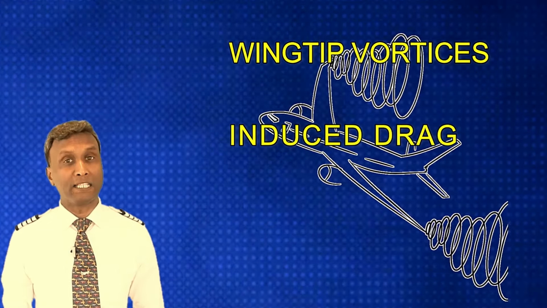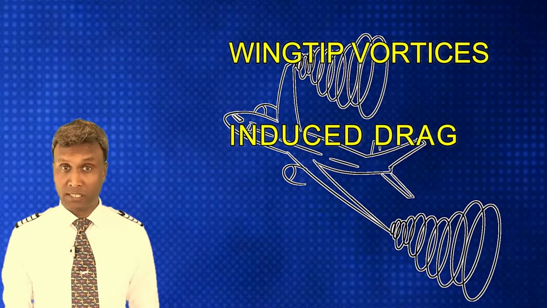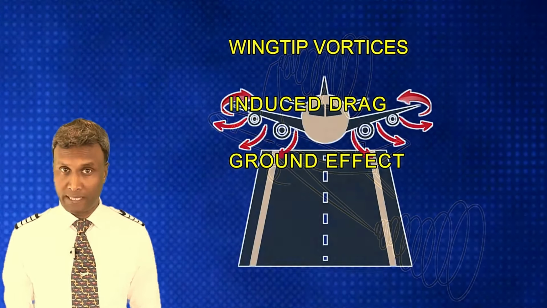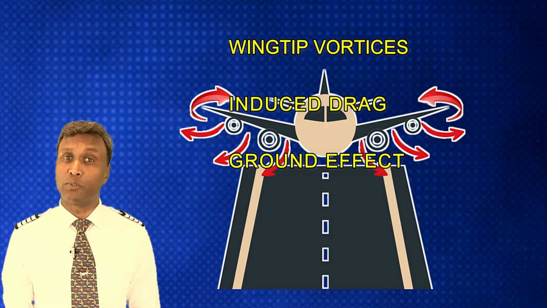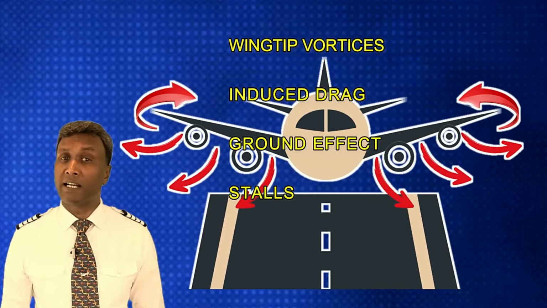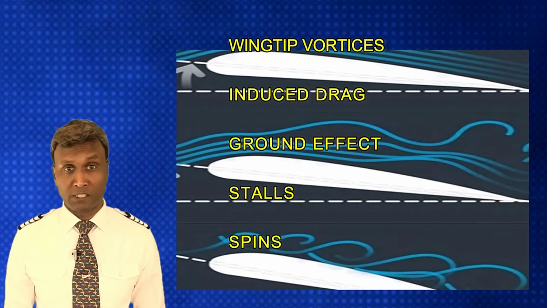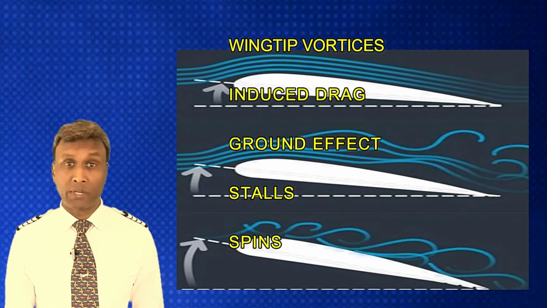In this video, we'll explore how lift producing wingtip vortices can lead to induced drag, affecting an aircraft's performance in flight. Additionally, we'll examine ground effect, explaining why planes seem to float just above the ground during takeoff and landing, and how it influences lift and drag.